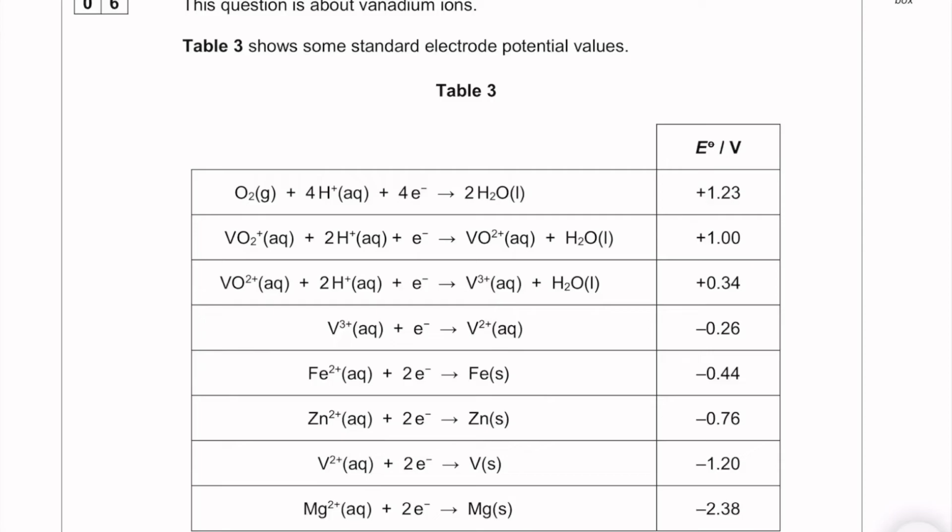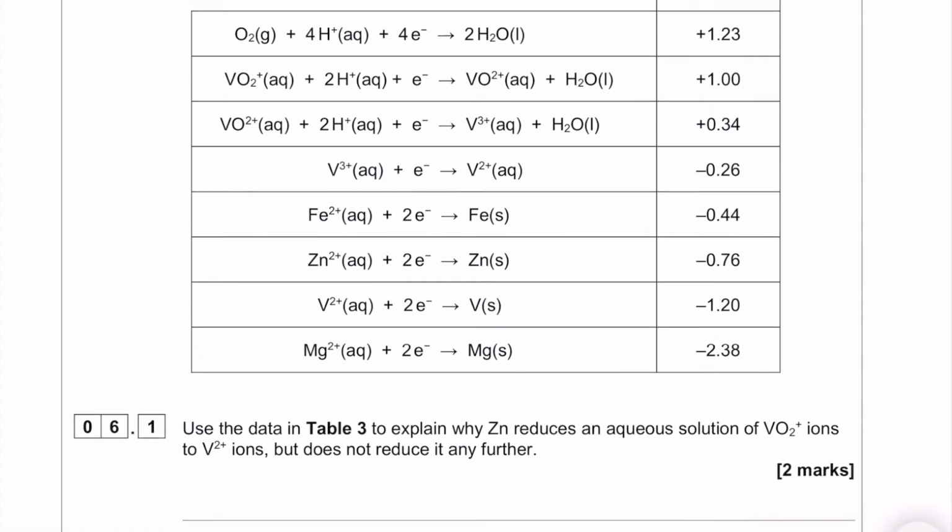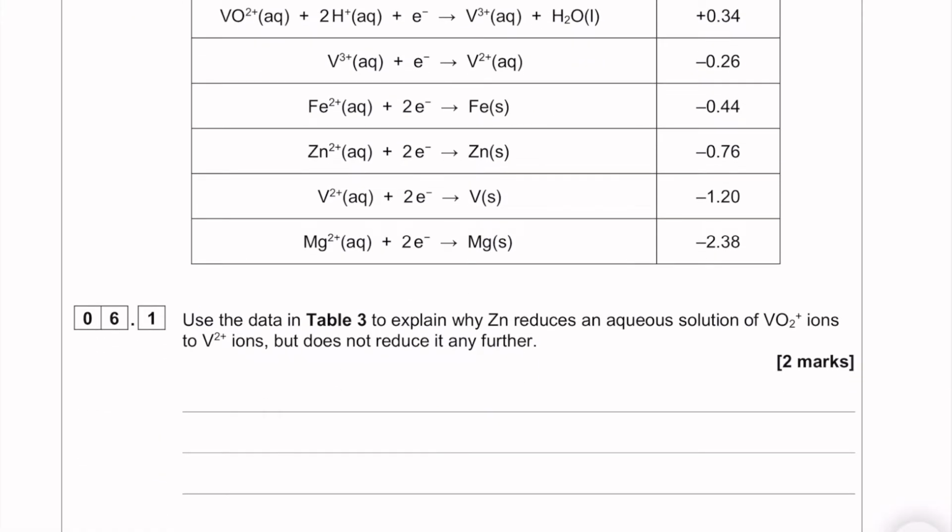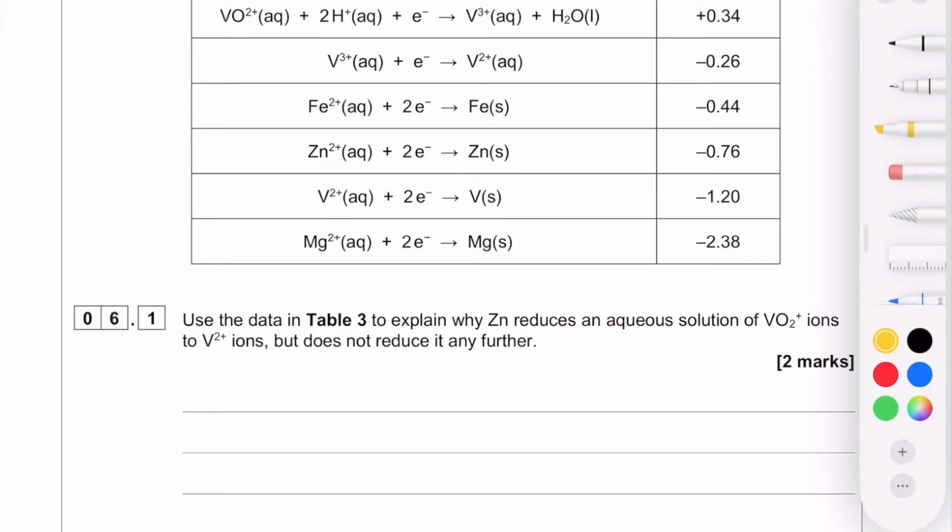Question is about vanadium ions. Table 3 shows some standard electrode potential values. Use the data in Table 3 to explain why Zn, so Zn is here, it's a reducing agent, it's on the right, reduces aqueous solutions of VO2+ to V2+, but is not able to get them to go from V2+ to V. So it's using the electrode potentials.